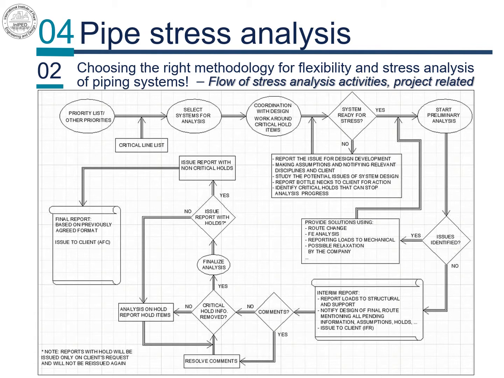After the start of analysis based on the critical line list, as well as other priority lists, the most important thing is to explain the decision crossroads in the typical flow of activities on a typical project. There are 5 decision crossroads. The first one is: is the system ready for stress analysis?